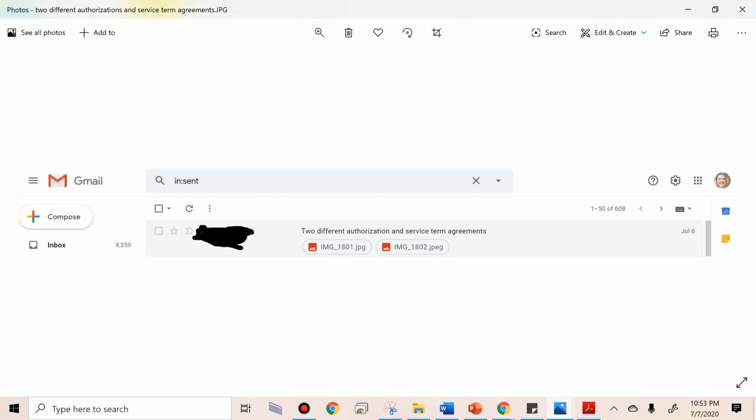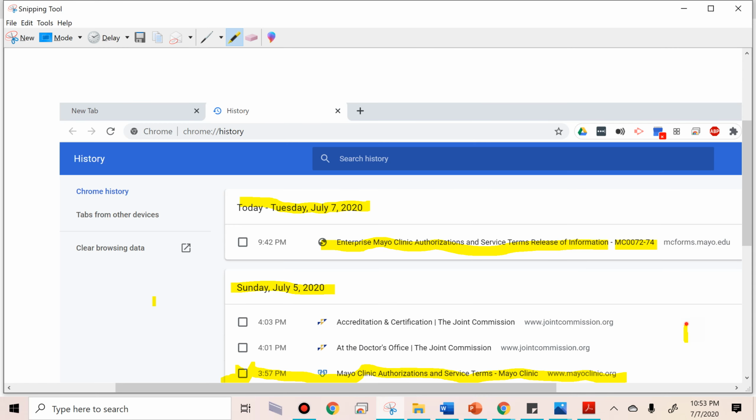Okay. So the wonderful thing about Google is that you've got history. So I'm going to show you the history. On Sunday, July 5th, that's when I went and actually downloaded their authorizations and service terms that was on their webpage, because I wanted to see what that language looks like. When I went back today, I noticed it was different. It was no longer the same form. It was actually now the form that we had signed back in November, December, January, I'm not sure.